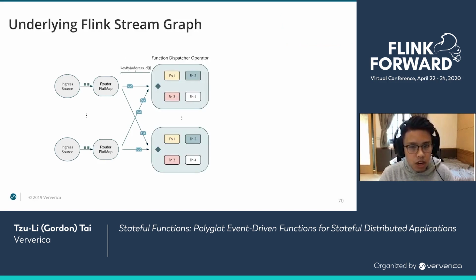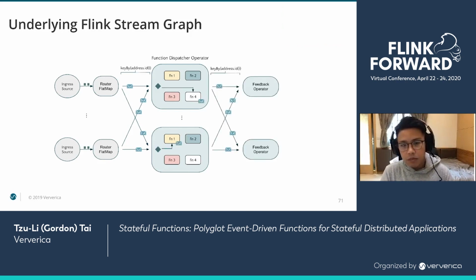Now, the stateful functions runtime then runs a function dispatcher operator, which runs instances. You can think of running instances of all loaded functions across all modules. In between the router flat map operator and the function dispatcher operator is a key by stream partitioning operation using the target destination address as key. And this is essentially how messaging is done in stateful functions. Underneath is just a network shuffle of the envelopes that routes the envelopes of the same address to the same function dispatcher Flink subtask.